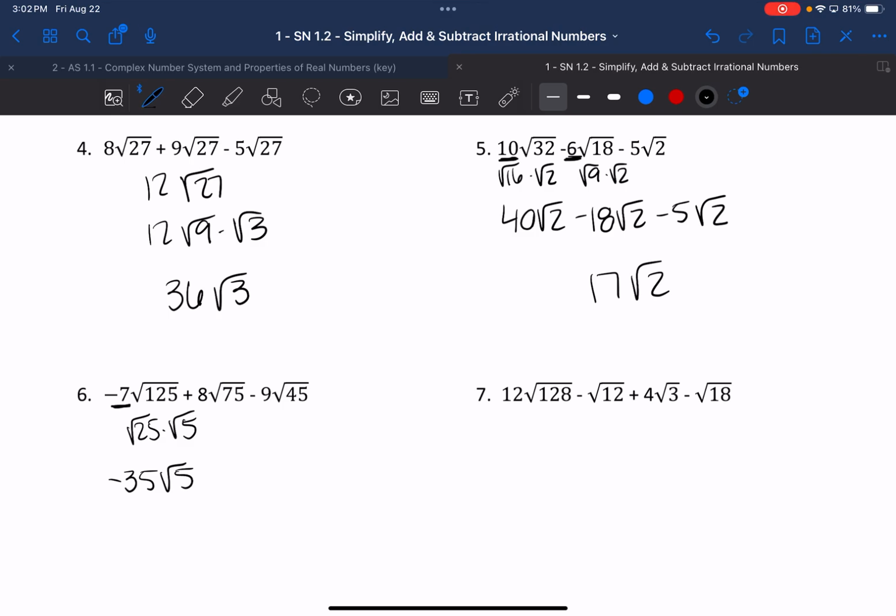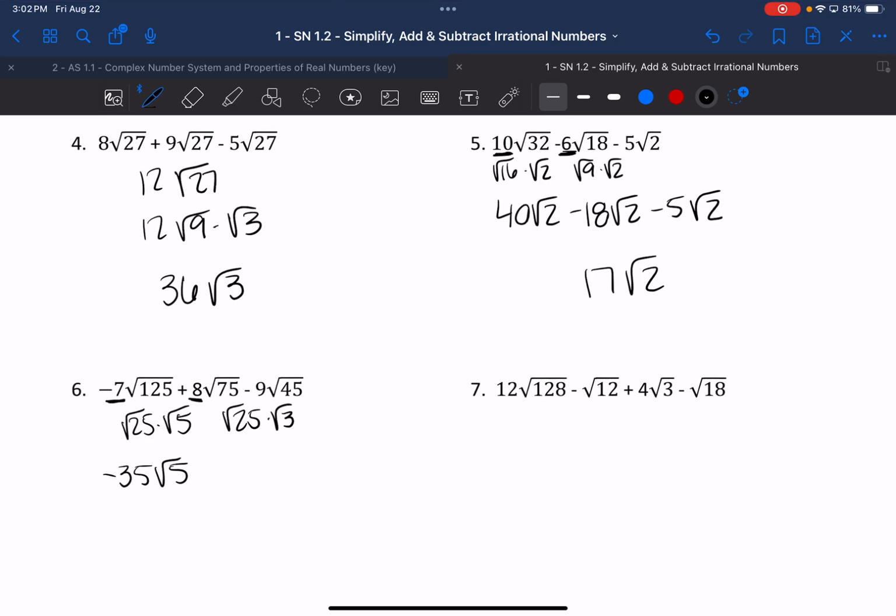Okay. What can I rewrite root 75 as? 25 and 3. 25 and 3. Okay. And the square root of 25, like you guys said, is 5. And there was already an 8 in front of it. So that's going to be 40. So we'll have 40 root 3.